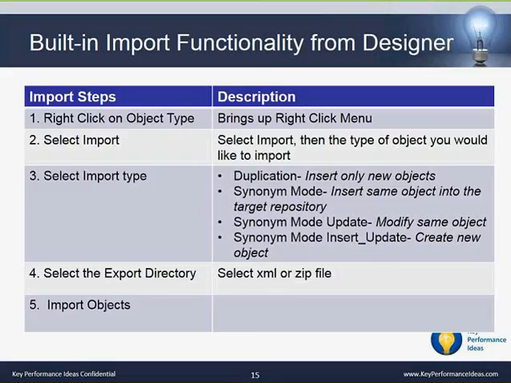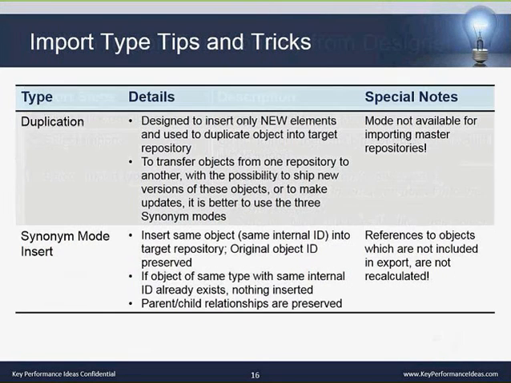It will give you some confirmation as far as any errors you've had. One thing to keep in mind when selecting the import type is that the type is key, because you've got different modes. You've got duplication, which is basically if you're going to create anything new. Let's say you're migrating to a new environment, or you want to create a new copy; you would use duplication. Then insert mode basically just inserts the object into the repository. If there isn't an object there, it will insert the object for you.